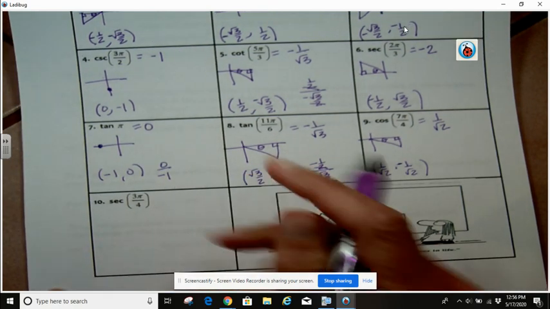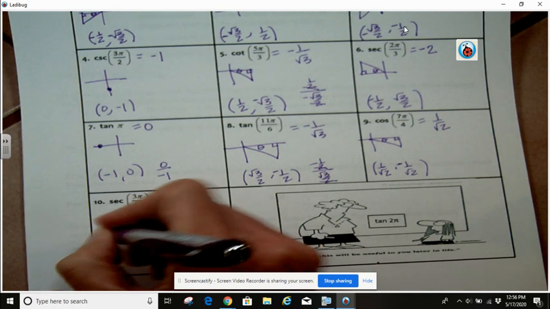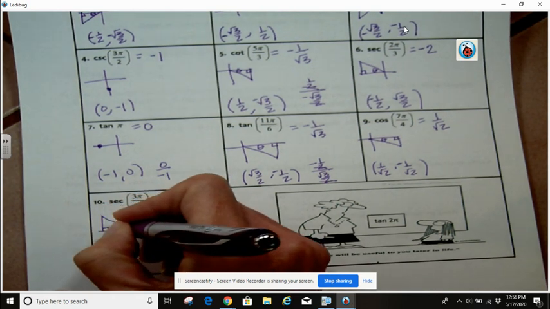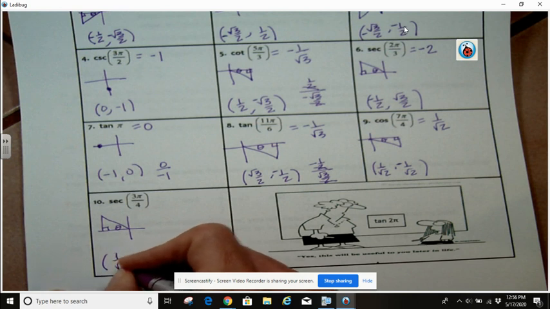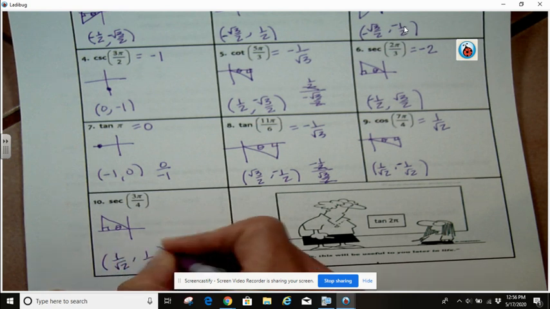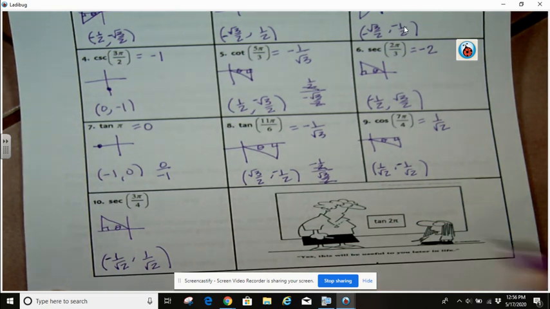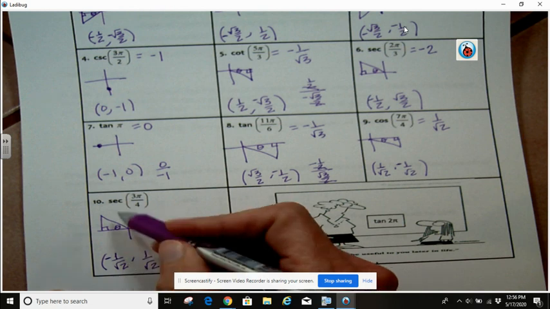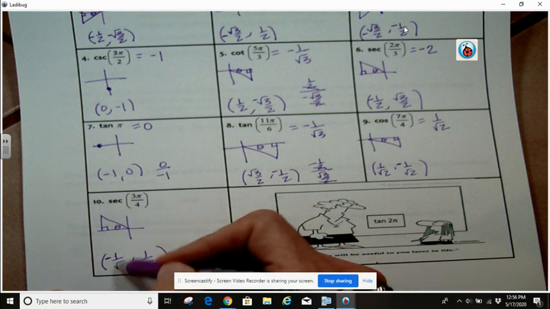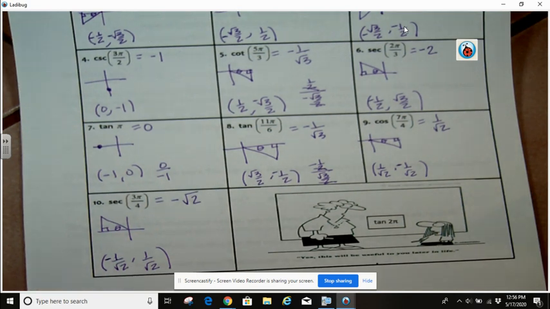And the last one, the secant of 3 pi over 4. So numerator is 1 less than the denominator. Draw your triangle in the second quadrant. Again, when the denominator is 4, it's 1 over root 2, 1 over root 2. Second quadrant is left and up. Secant is the reciprocal of cosine. Cosine is the x-coordinate. So I need the reciprocal of negative 1 over square root of 2, which is negative square root of 2. Okay, so that is your review of special angles.